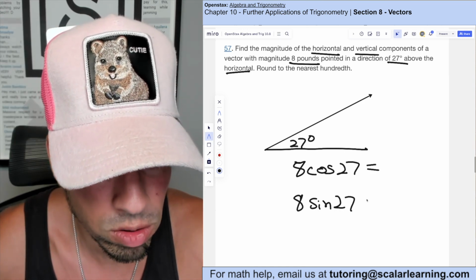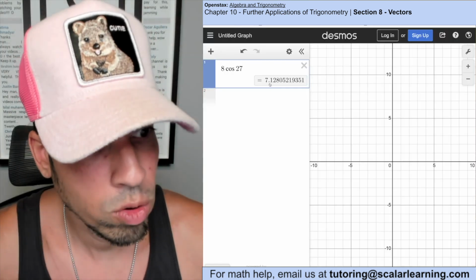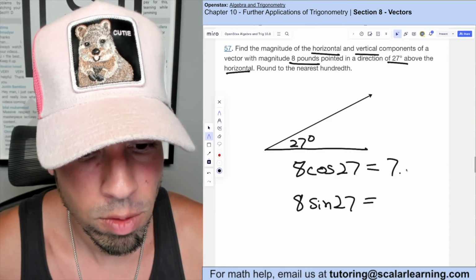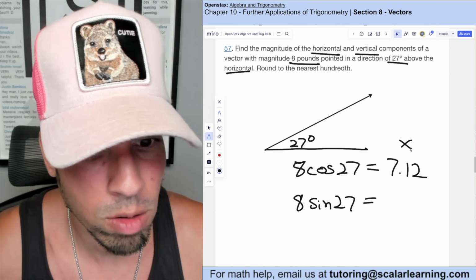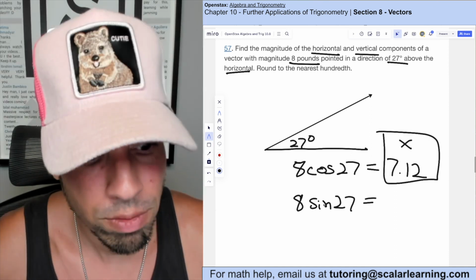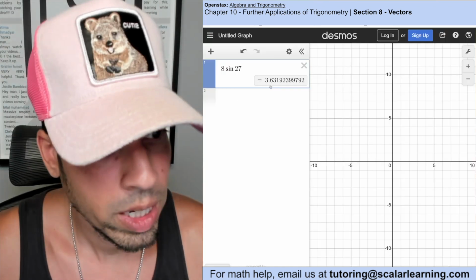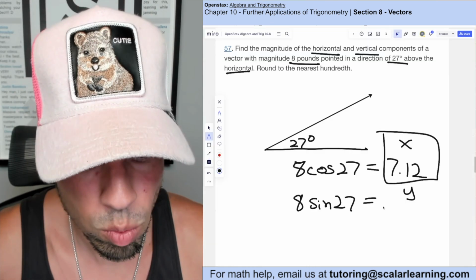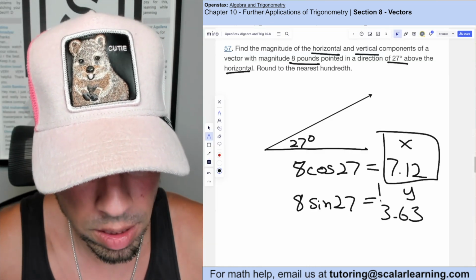So let's get both these values approximated. 8 cosine 27 is 7.12. 7.12 is the x component, the horizontal component. And then for 8 sine of 27, we get 3.63. So the y part is 3.63. That's how you do it.